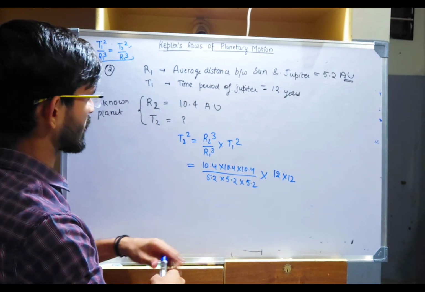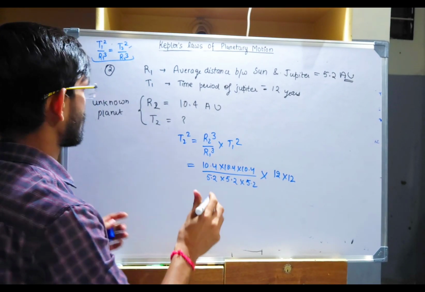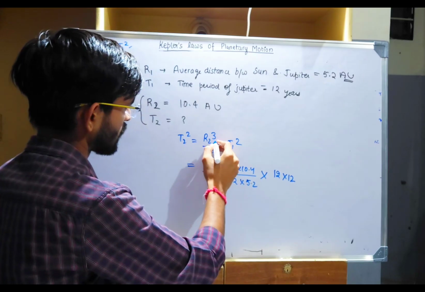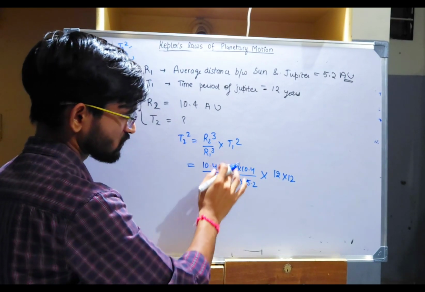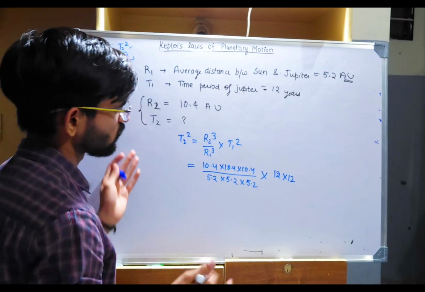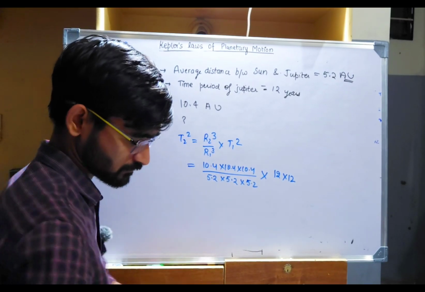Why I am not writing AU here? Because if you write AU, you have to write AU 3 times, and in denominator also 3 times. So AU to AU cancel out. So you don't need to write AU here.